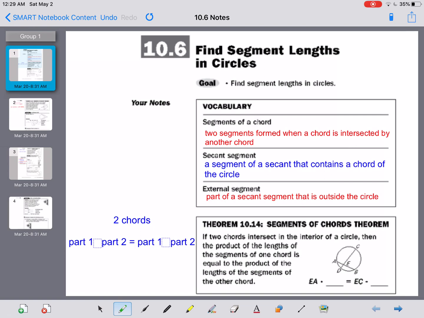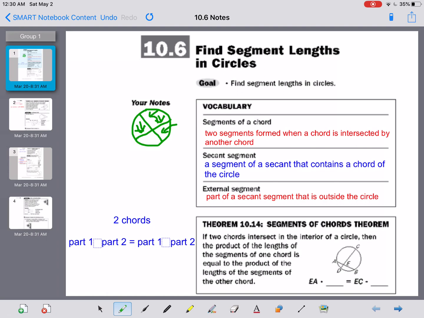So a couple things here in our vocab. Segments of a chord. What's going to happen in our circles if we have a circle and we have two chords that intersect each other? We're going to have segments of the chord. So on this one chord, here's one of its segments. On this chord, this one's a segment, and this one's a segment. So we're going to take these chords and kind of cut them up into different segments.